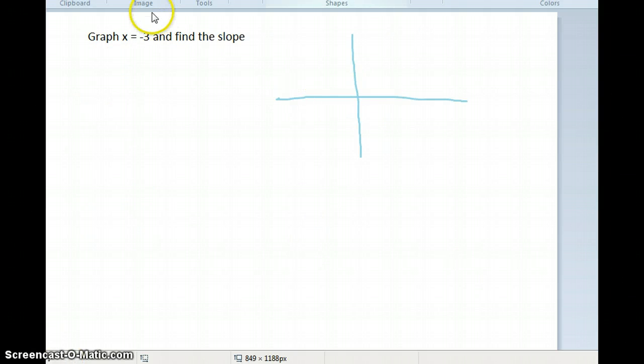Now, let's look at the other question, the last question in the warm-up. The last question asked me to graph x equals negative 3 and to find the slope of that equation. So here's my x and y axis, and I'm going to find negative 3 on the x-axis because they said x equals negative 3. So I'll say negative 1, negative 2, and negative 3 is right here.